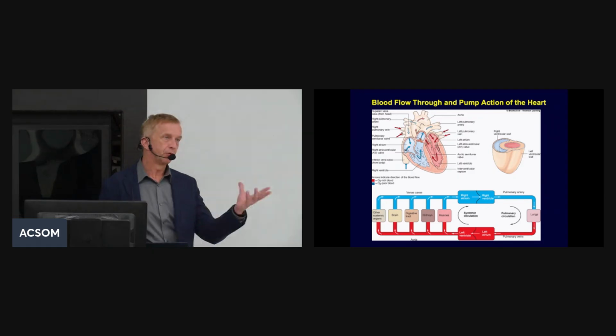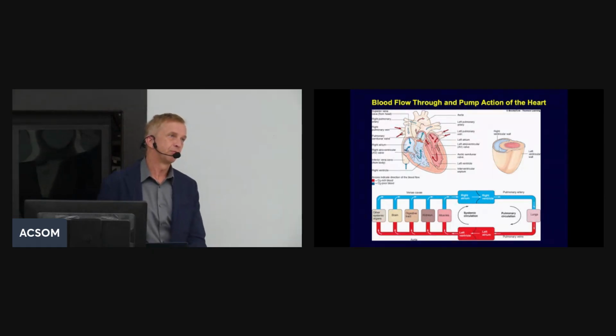When we measure the pulmonary artery pressure, 60 millimeters of mercury would be classified as moderate to severe pulmonary hypertension, systolic pressure.